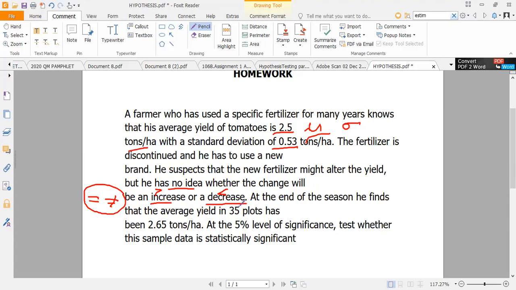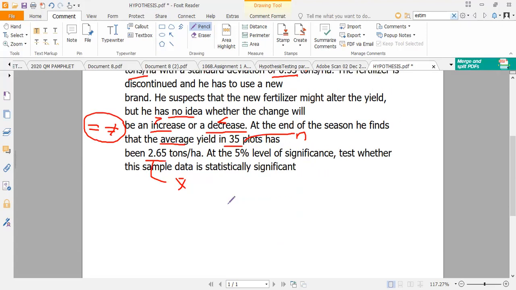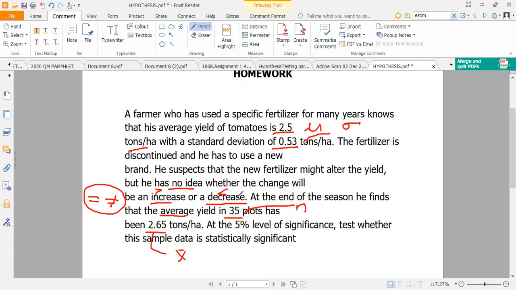At the end of the season, he finds that his yield is from 35 plots. So our sample size n is 35. The average yield is what? 2.65. So this is our X bar. X bar is calculated from the sample. So we now have all our data.